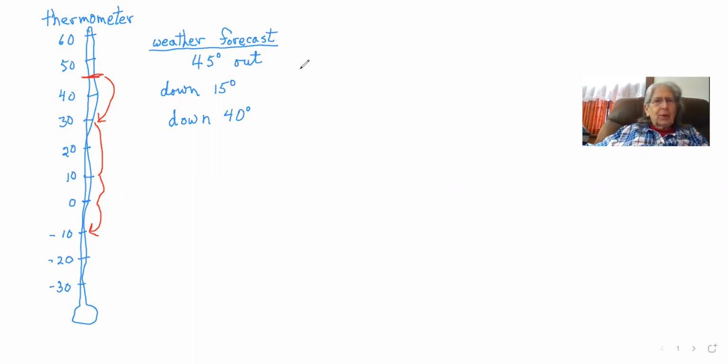Okay, so what we did was we took 45, and then we subtracted 15. And that gave us 30. Then we took 30 and we subtracted 40. And that gave us minus 10.